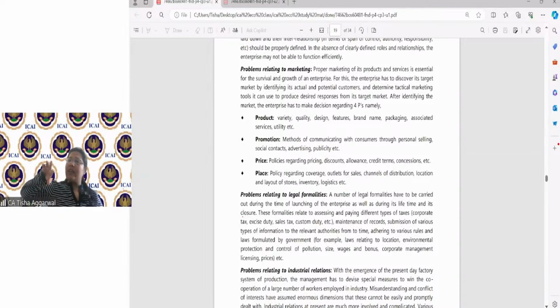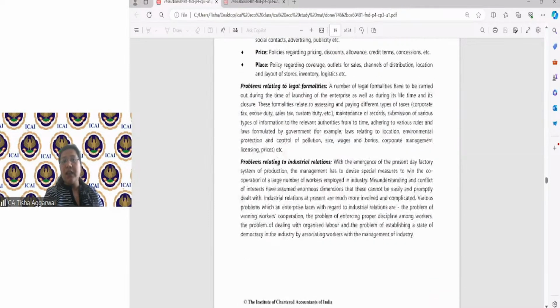Place. I'm producing the apples in Kashmir, but they are consumed even in Kerala. How do I distribute it? How do I move it from one place to another place wherein there is a gap between the producer and the receiver, the customer? How to manage my inventory? How to manage my logistics with regard to that? Okay.